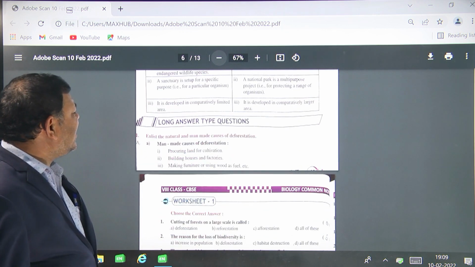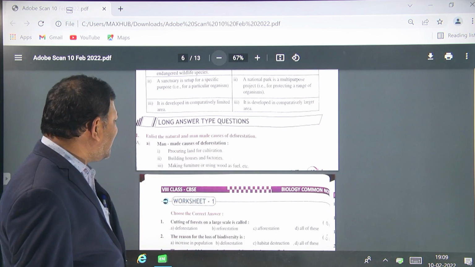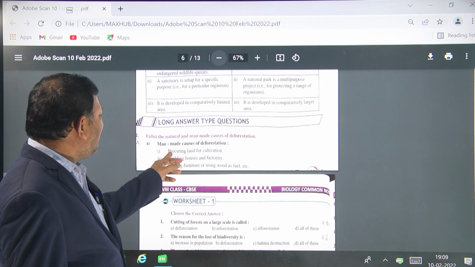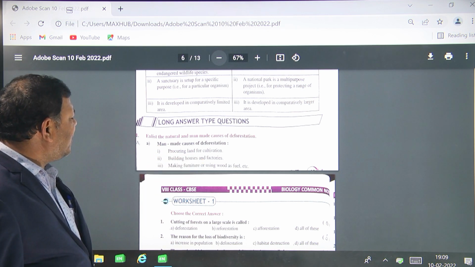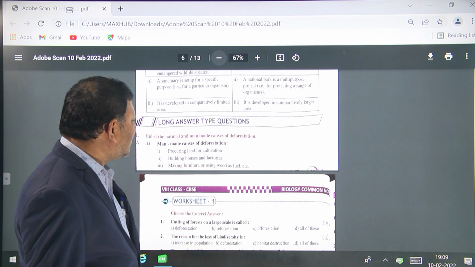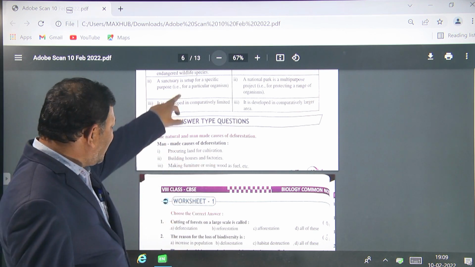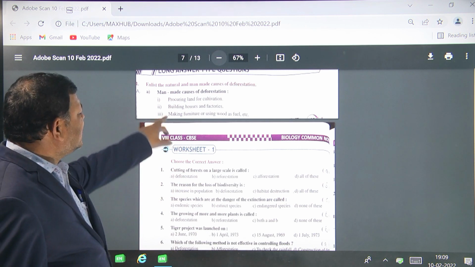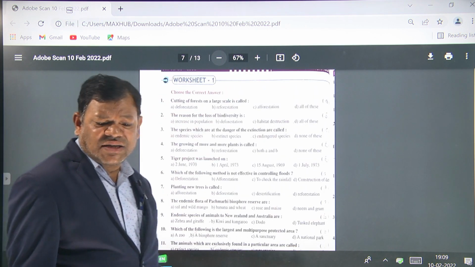Enlist the natural and man-made causes of deforestation. Man-made causes include procuring land for cultivation, building houses and factories, making furniture, and using wood as fuel. Now coming to the point, I will ask you the questions.